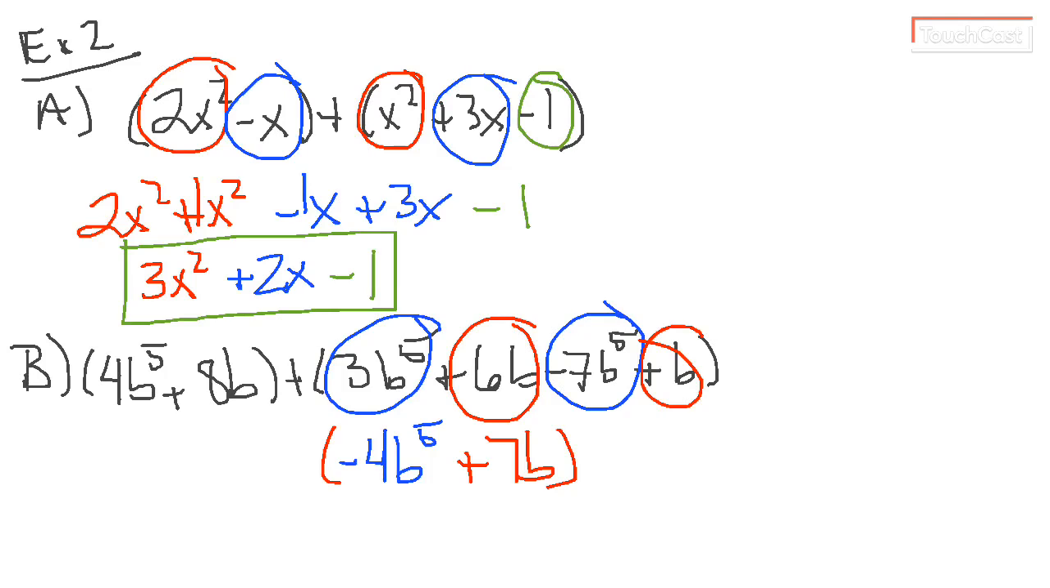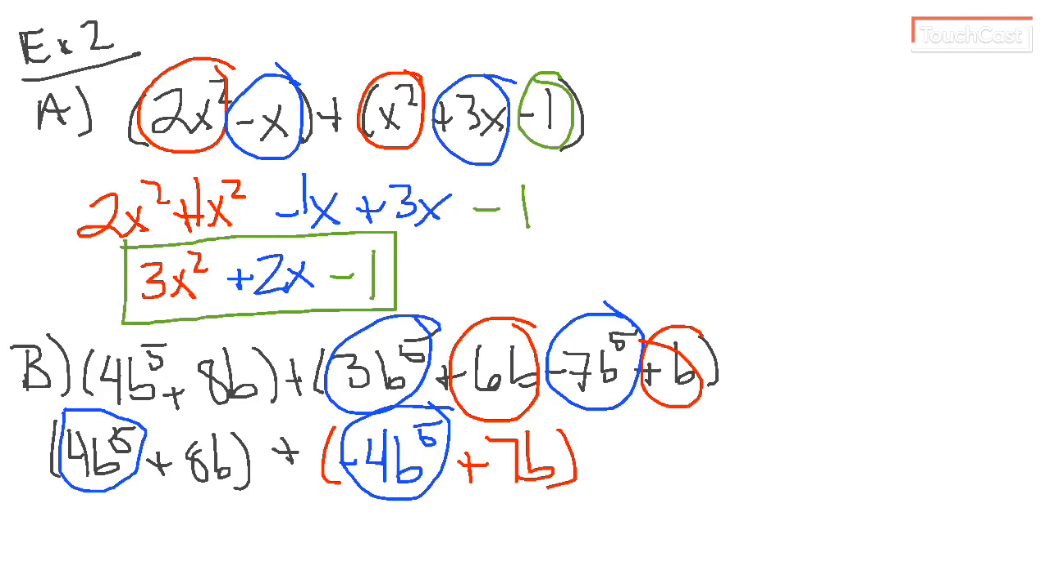And then we can bring down the rest of our problem. 4b to the 5th plus 8b, and we're going to add what we've got going on there as well. So now we can look at the two parts and see, what like terms do we have? Well, we've got a 4b to the 5th and a minus 4b to the 5th. And then we've got an 8b and a 7b.